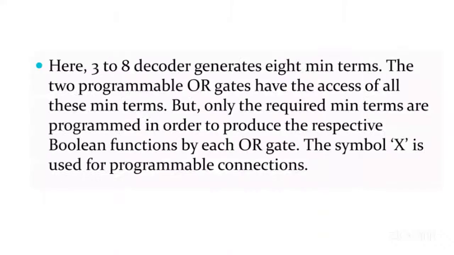Here the 3 to 8 decoder generates 8 minterms. The two programmable OR gates have access to all these minterms, but only the required minterms are programmed in order to produce the respective Boolean function by each OR gate. The symbol X is used for programmable connections.